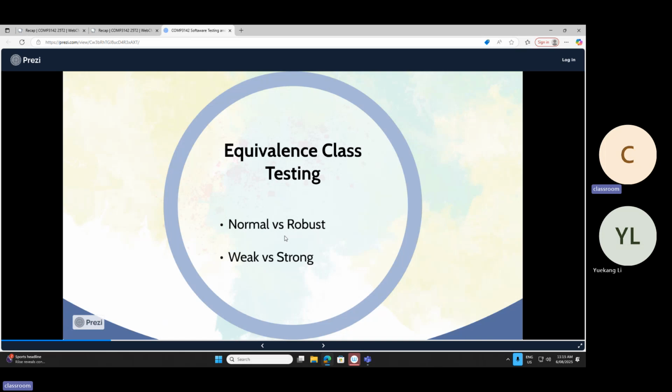And similar to boundary value testing, we also have two different types of characteristics. So we also have normal versus robust, which is about whether the values can be invalid or not, right? And we also have weak or strong equivalence class testing, which is about whether more than one parameter can take invalid values, right? So this is about equivalence class testing.